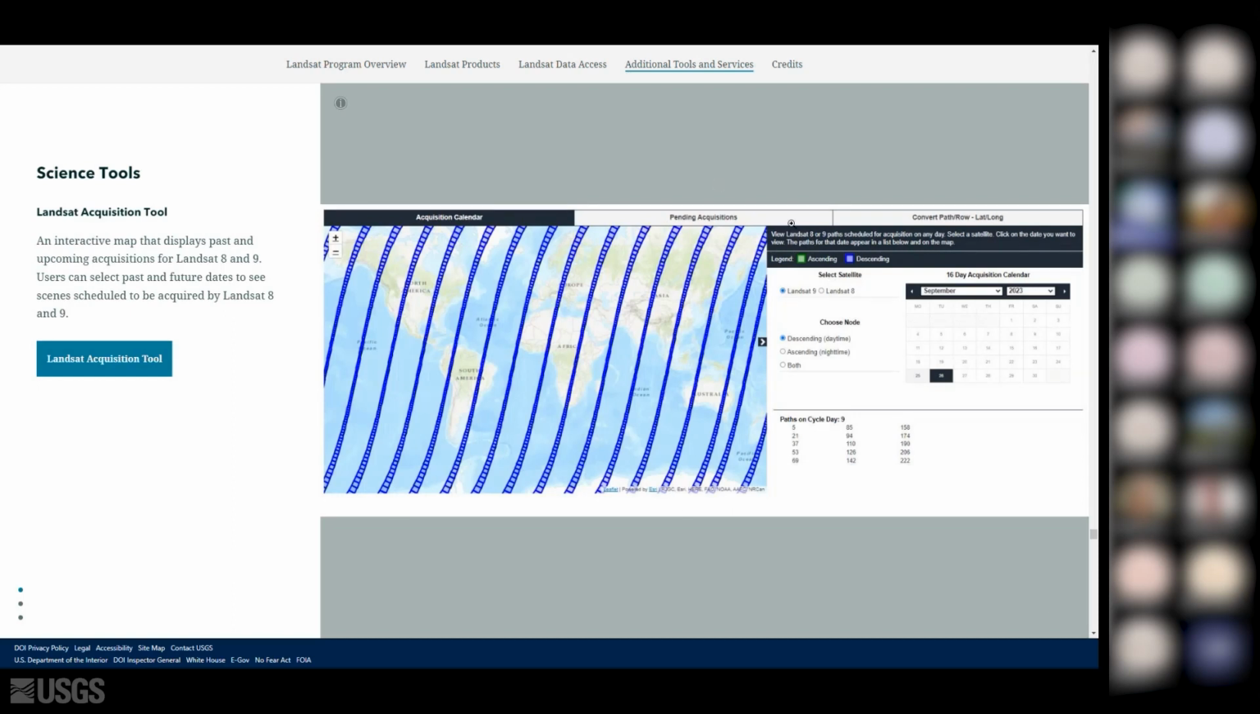If you click on the pending acquisitions tab, you can actually get a scheduling outlook for scenes to be acquired by either spacecraft. This will give you the actual scenes that are going to be acquired with their acquisition times. This is a really useful tool for determining when the next acquisition over your area of interest might be, or when the last few acquisitions over your area of interest were.